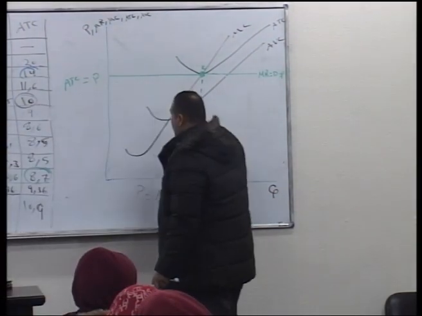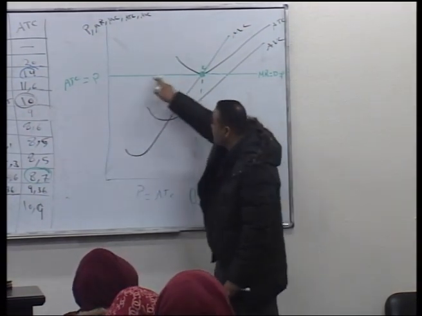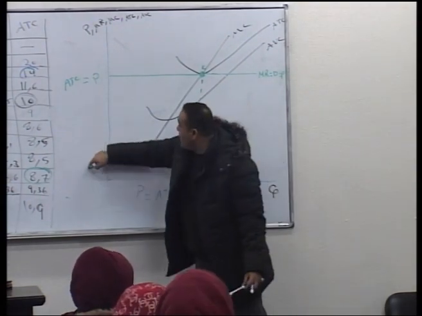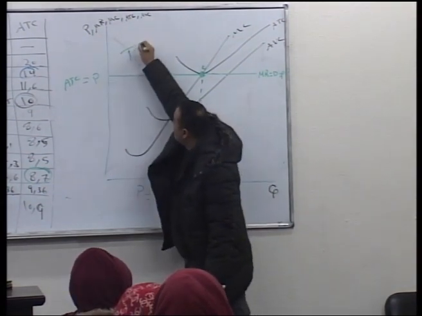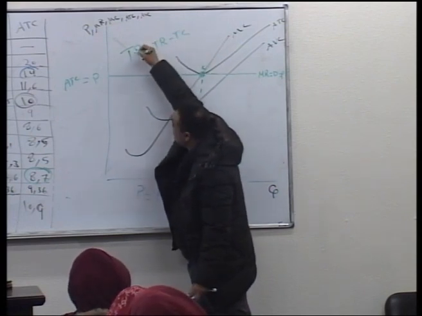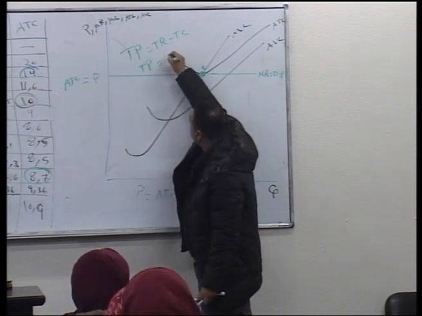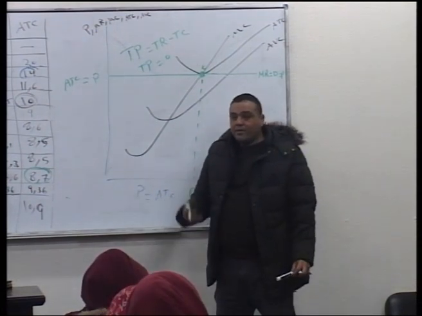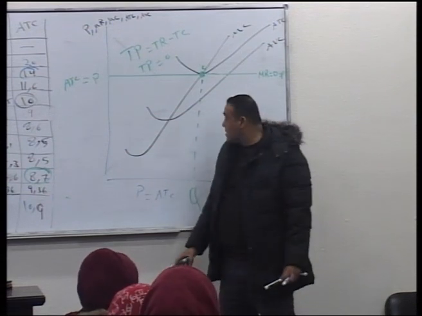How much is the total revenue here? It is the price times Q. So this is the total revenue, right? How much is total cost? ATC times Q, the same. So total economic profit equals total revenue minus total cost. Then total economic profit equals 0. No profit, no loss. No economic profit, no economic loss. Right? Okay.